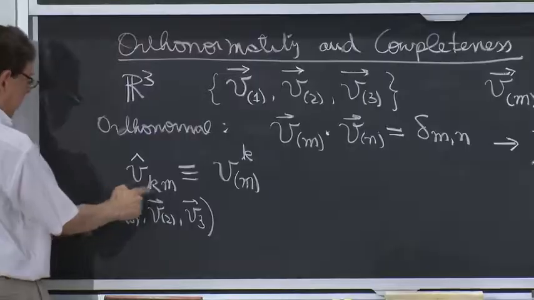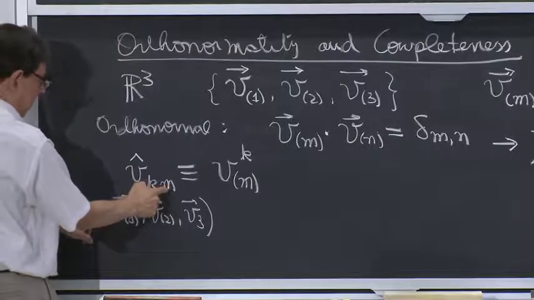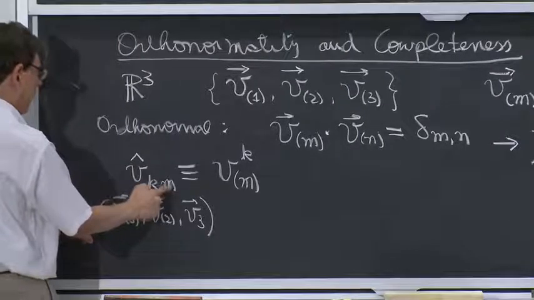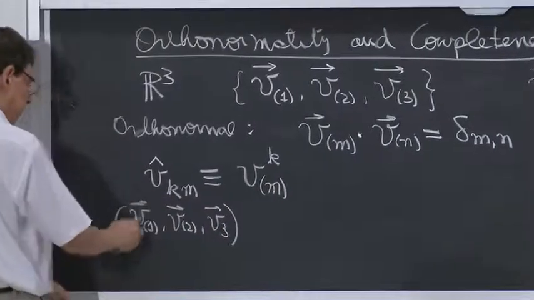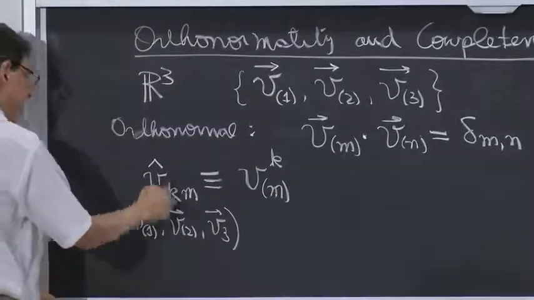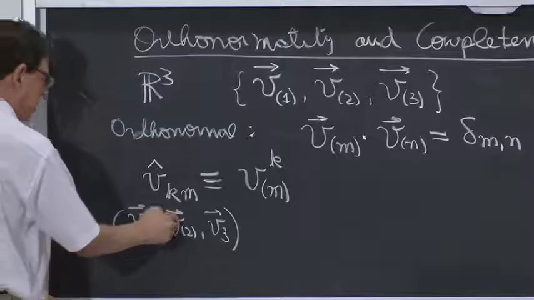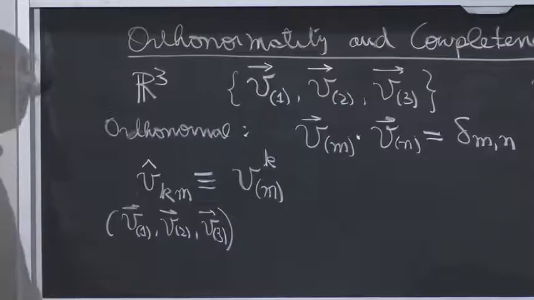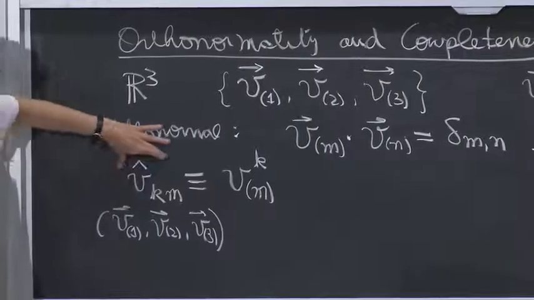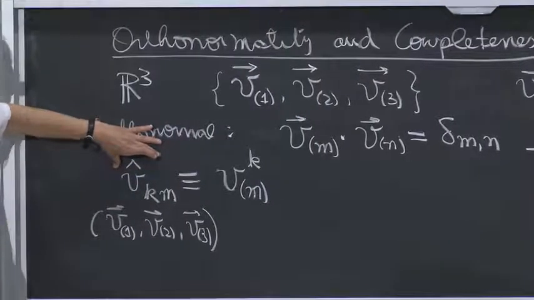The matrix, the column index, M, runs from 1, 2, and 3. So you can think of the matrix as putting the components in vertical fashion. The 3 numbers here, the 3 numbers here, and the 3 numbers here for the third vector. At any rate, this is what we will mean by this matrix.